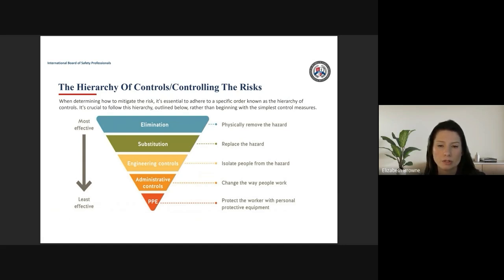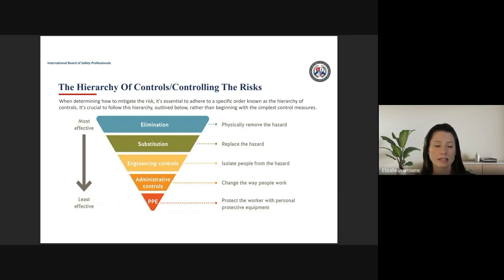Next, we have administrative controls. So we change the way people work. An example of an administrative control is a lockout tagout procedure where we require employees to follow a procedure where they have to physically put a lock on equipment and isolate the energy source going to the equipment, so that a piece of equipment cannot be physically turned back on if they're performing maintenance or repair.